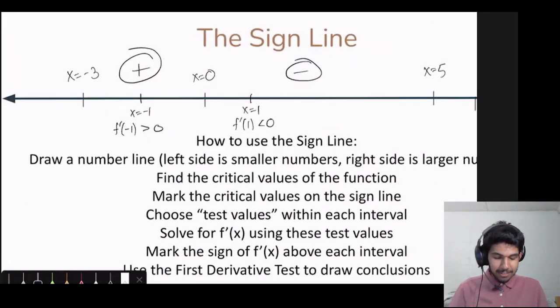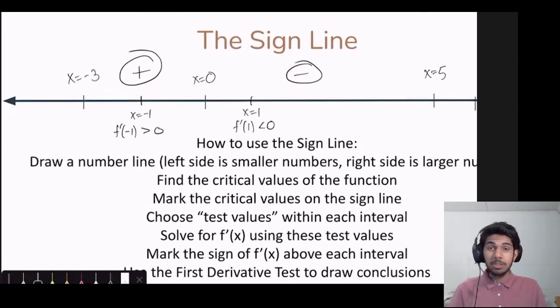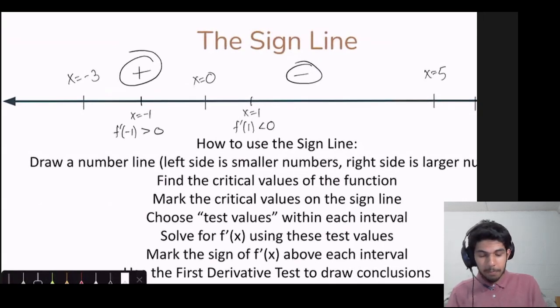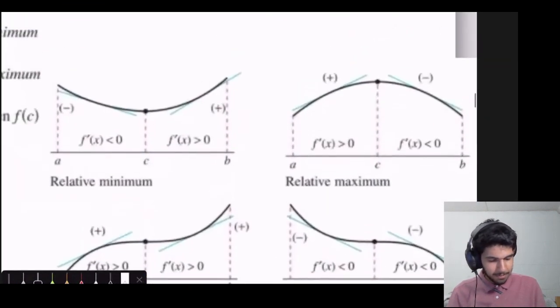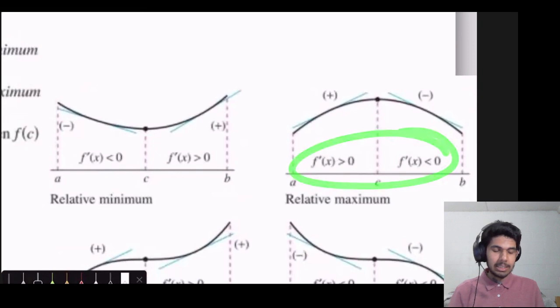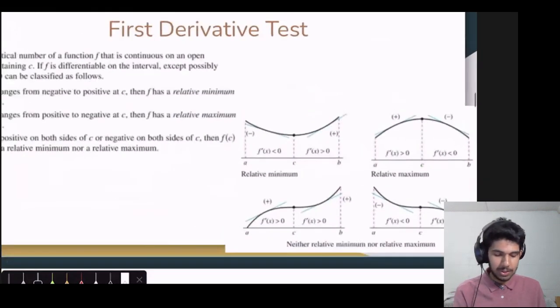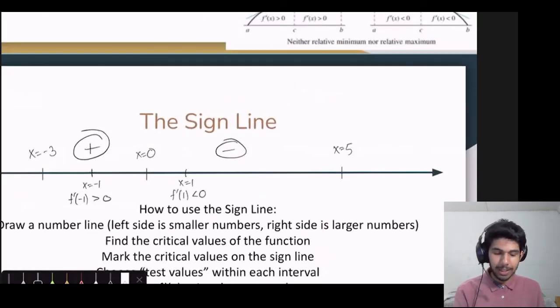Now we can classify x equals 0 using the first derivative test, because at x equals 0, to the left of it, the function is increasing, it's going upwards, and to the right of it, it's going downwards. So by the first derivative test here, that's this case, so we have a relative maximum. So in that case, x equals 0 is a relative maximum.